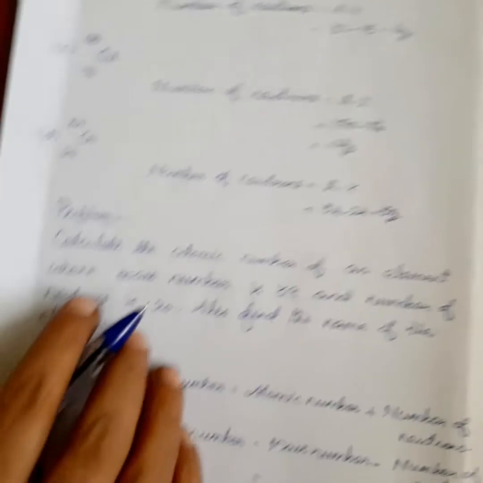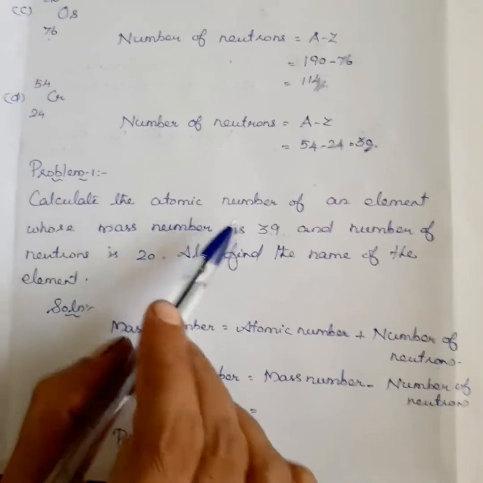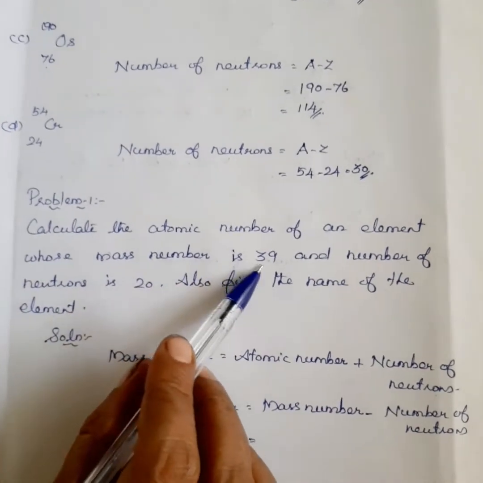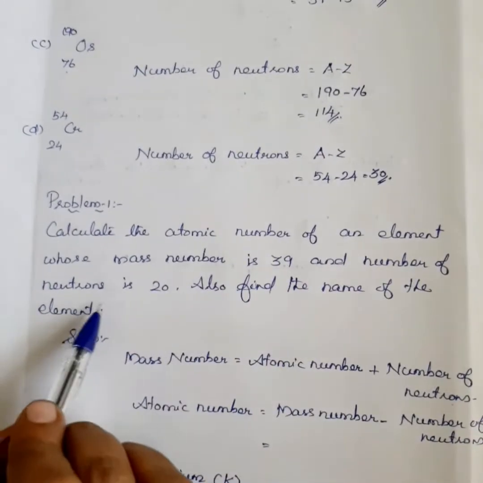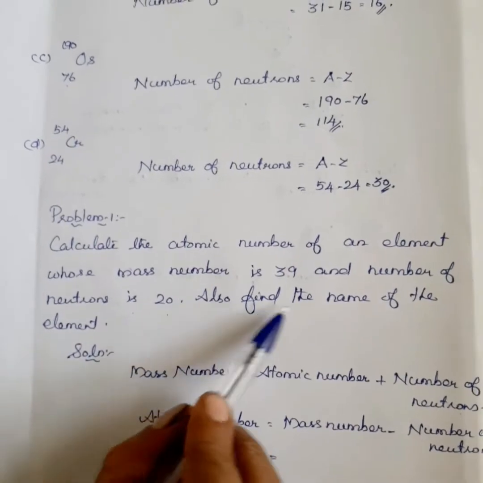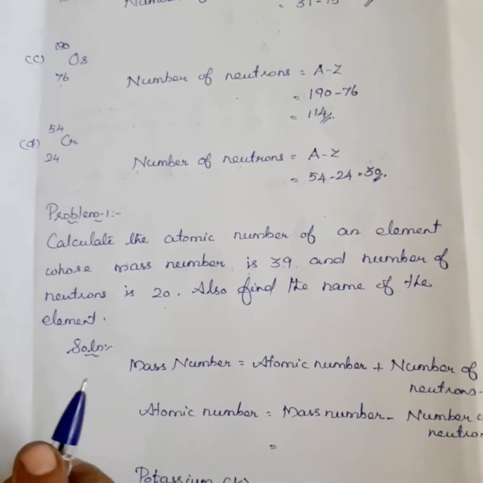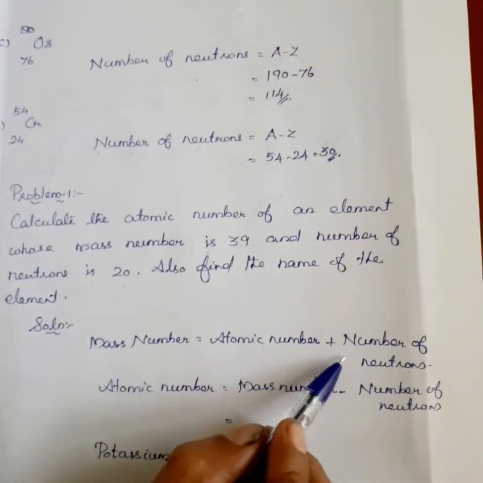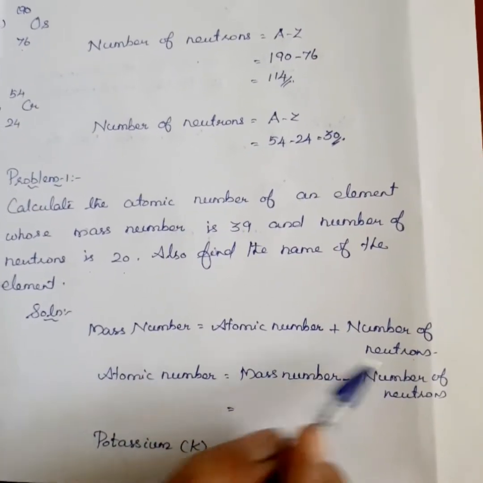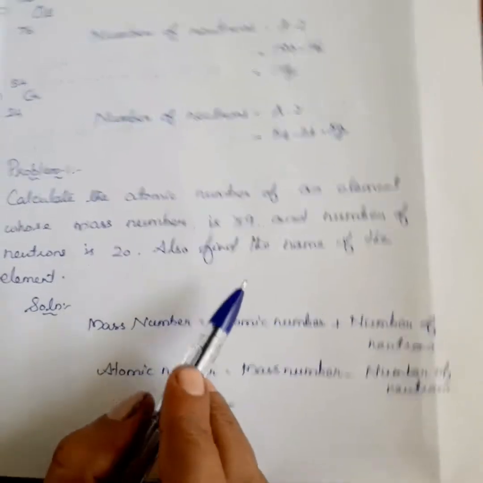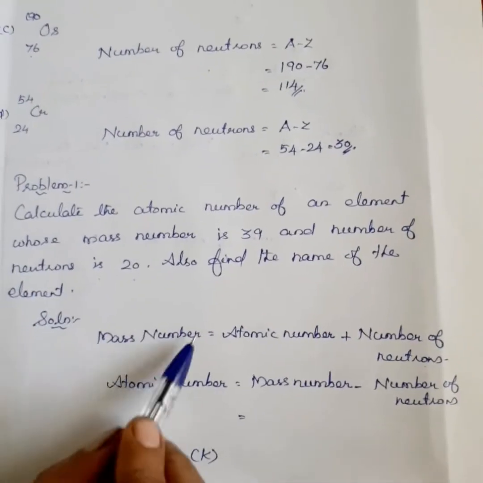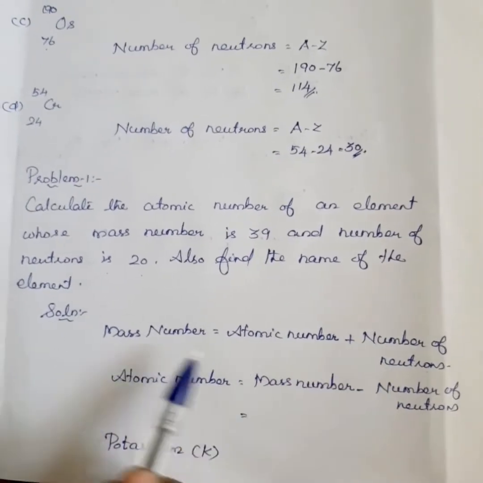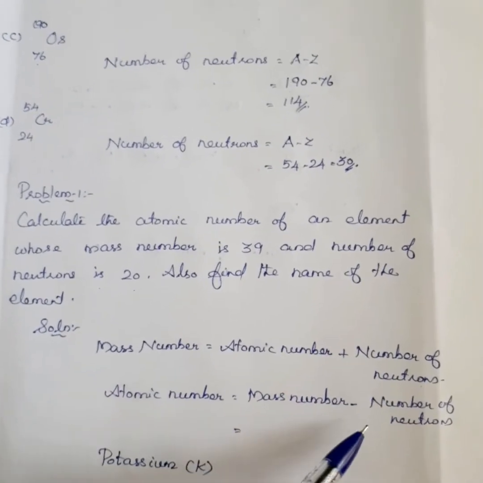Problem number 1. Calculate the atomic number of an element whose mass number is 39 and the number of neutrons is 20. Also find the name of the element. Solution. The mass number is equal to the atomic number plus the number of neutrons. Now you calculate the atomic number. So the atomic number is equal to the mass number minus the number of neutrons.